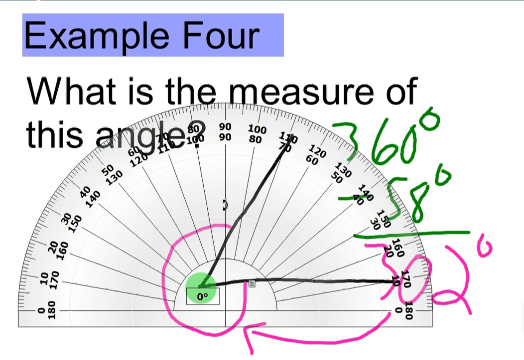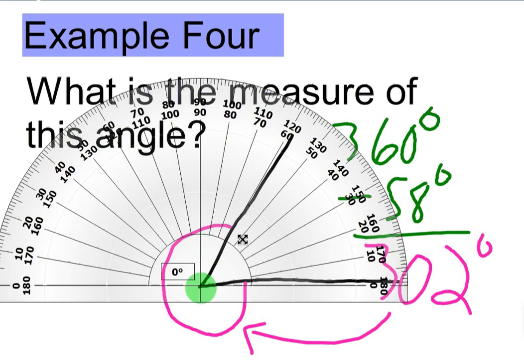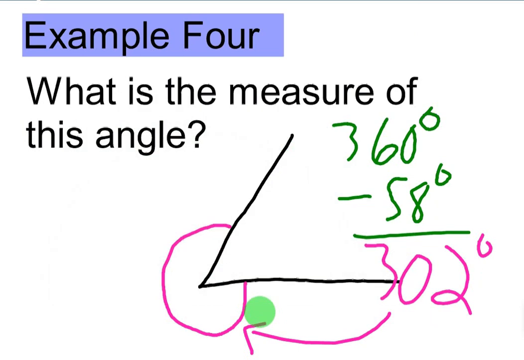The protractor moved. Let's move this real quick. If you add that up, that gives you 360. So we're going to take 360, subtract 58, this angle right here, and that gives us 302 degrees, which is our exterior angle. So that's it for using a protractor. Again, if you subtract the interior angle from 360, that will give you the exterior angle, which is 302.